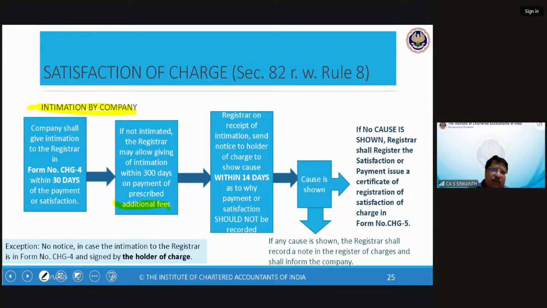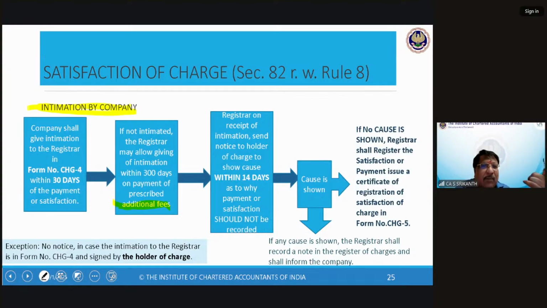But normally what we do, when we file CHG4, we ensure that the holder of the charge also signs it. We go to the bank, as part of MODD, as part of clearing the loan, we also get their signature in CHG4. It is, friends, today, nothing is physical signature. Kalam nahi hai, kagas nahi hai. It is all online, digital signatures.